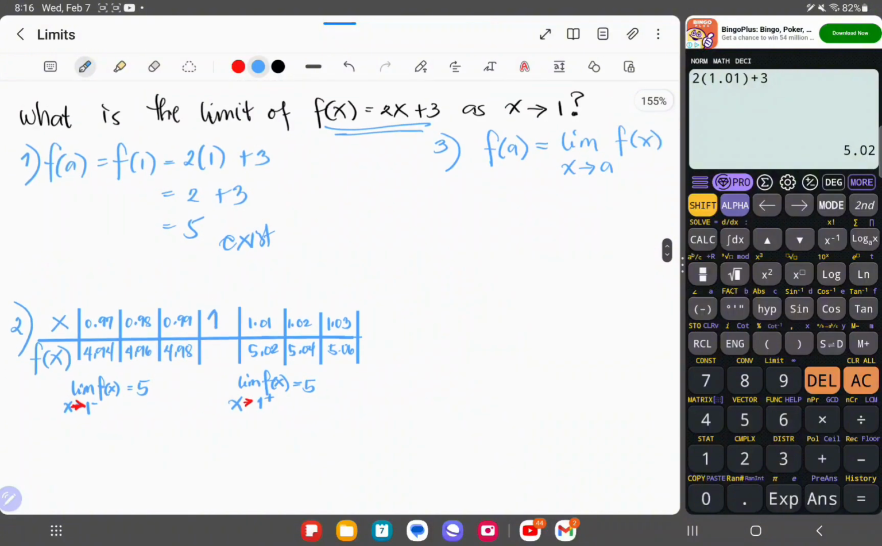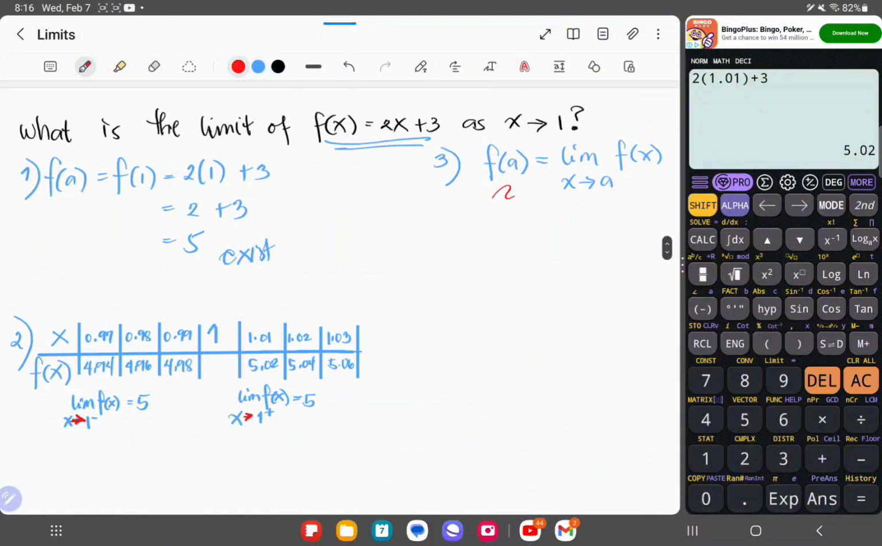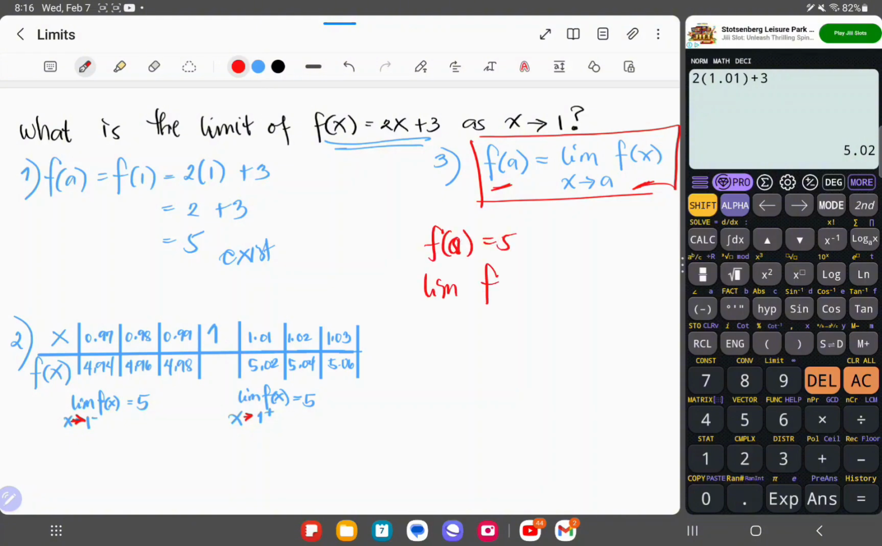Now for our third condition, we have to check if the value of f of a in our condition 1 is equal to the limit as we calculated in item number 2, which is the second condition. So we could say that f of a is 5 and the limit of f of x as x approaches 1 is equal to 5, meaning the limit exists and it is equal to 5.